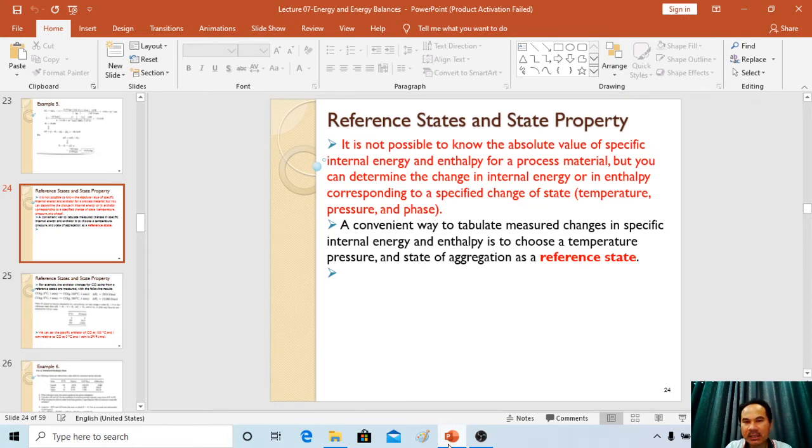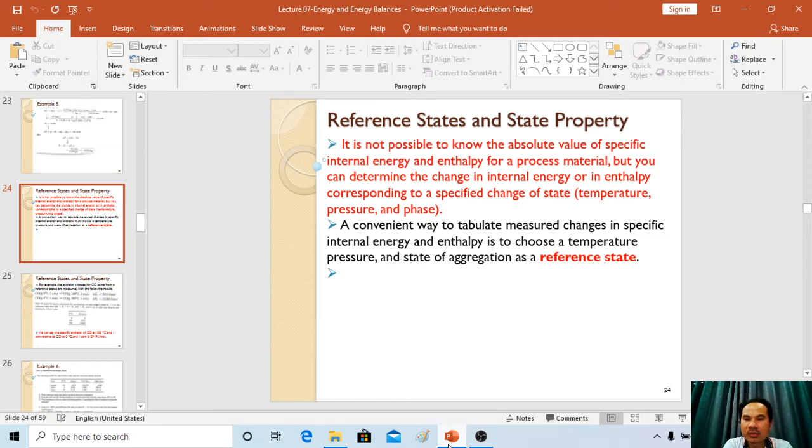For the internal energy and enthalpy, we cannot measure the absolute value of the specific internal energy and enthalpy. But we can determine the change in internal energy or enthalpy corresponding to a specific change of state, temperature and pressure. That means there is a convenient way to calculate or measure the change in specific internal energy and enthalpy.